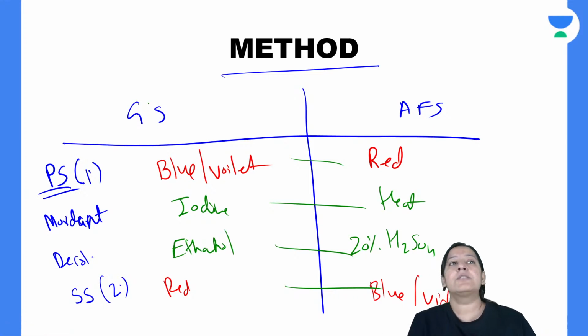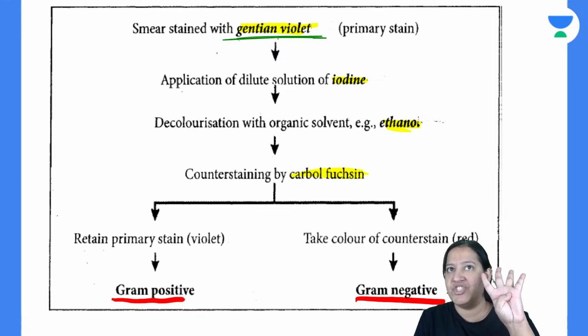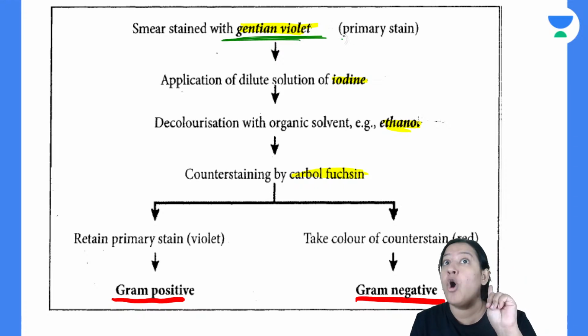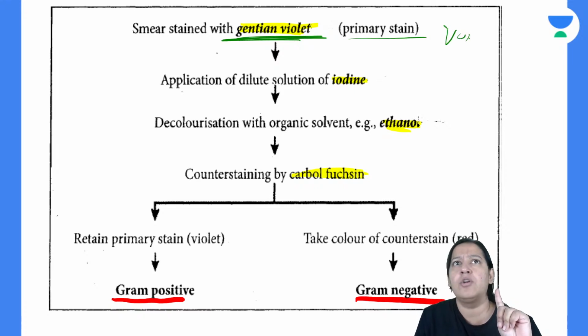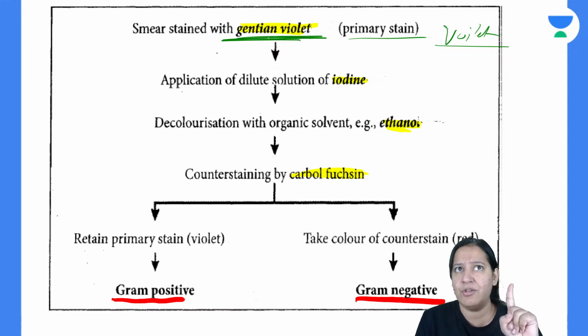Okay, listen. So gram stain, let me tell you. As I have told you, there are 4 steps. The first step is gentian violet. It is a blue or violet stain. It is the primary stain. So first you have to add a violet stain, not only gentian violet. Any violet or blue stain is the primary stain. Second, apply the mordant.